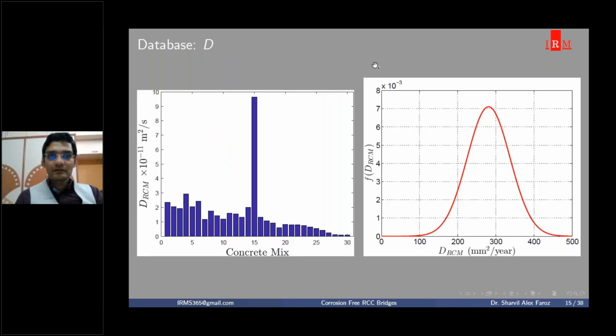The next step is to identify the diffusion properties of the existing concrete mix that the client is suggesting. So we have created a database for the given concrete mix. What is its value of diffusion? This is indicated in the unit meter square per year. So this is available to us. Once we know the concrete mix, we can easily associate the value of diffusion that this particular concrete is going to have.